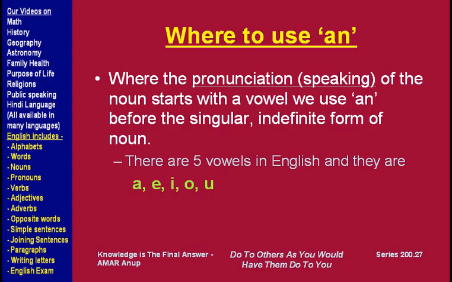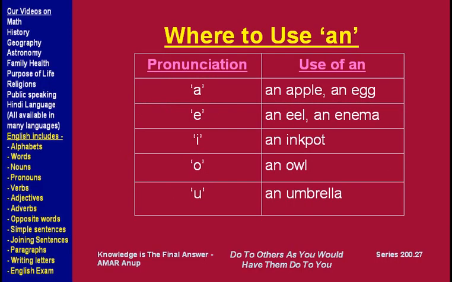Compared to that, when the pronunciation of the noun starts with a vowel, we use an before the singular indefinite form, and we saw there are 5 vowels: A, E, I, O and U. Again, we are focusing on the pronunciation, the way the word is spoken. Now here are some examples. The first line is an apple or an egg.